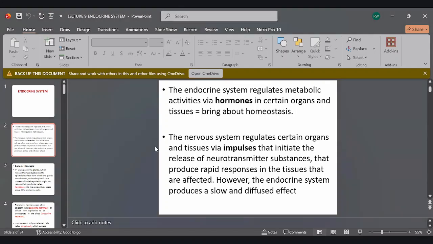Now, the nervous system regulates certain organs. Remember, before we continue these classes, be very attentive. I'm not going to send the notes for you to go and read. I'll only send the textbook so that you can go and read the textbook. I will not send you the slides. Is that okay?